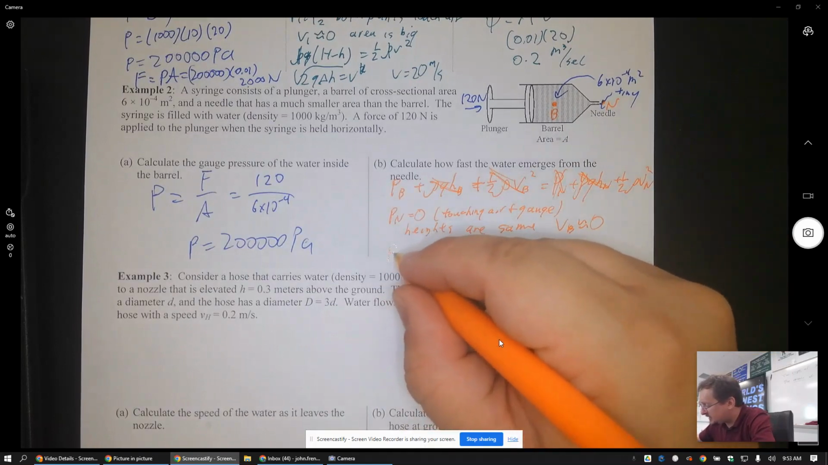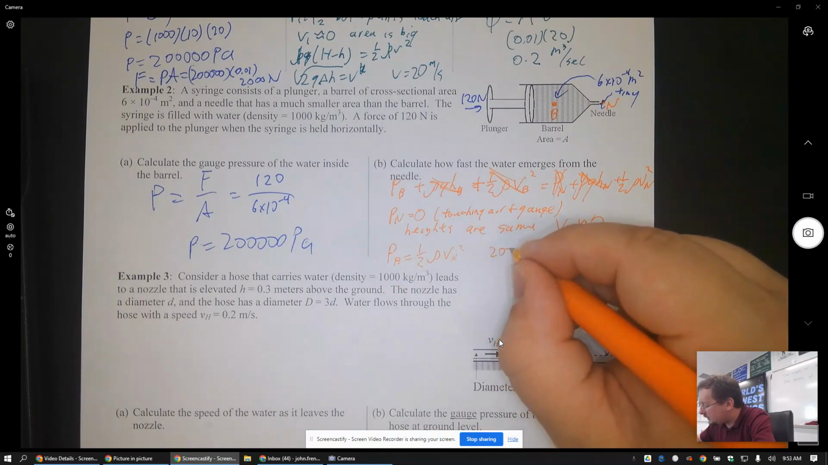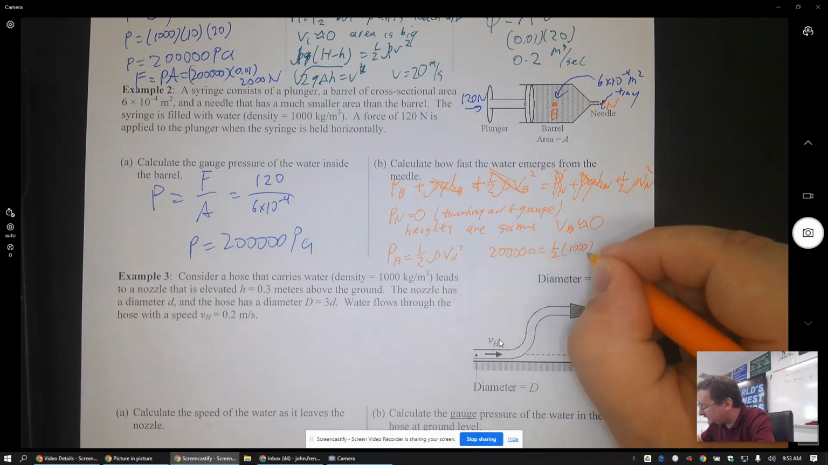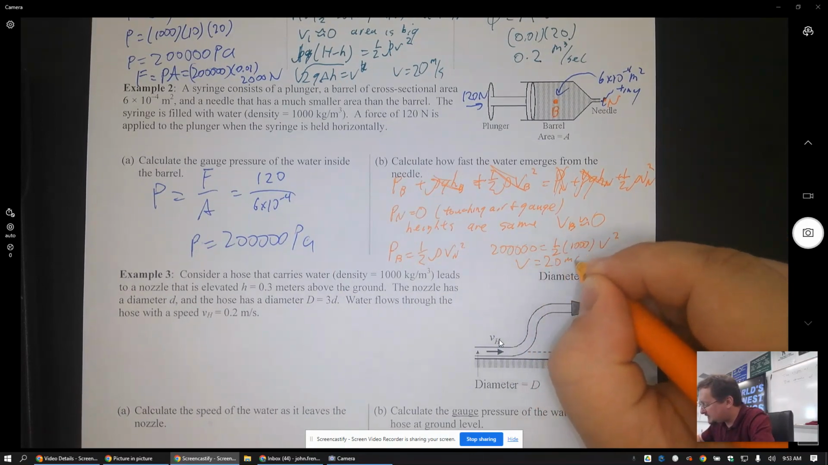So you just get the pressure in the barrel equals 1/2 density times the velocity at the needle squared. So 200,000 is going to equal 1/2 times 1,000 density times v squared. And so you're going to get a speed of about 20 meters per second out of that, right?